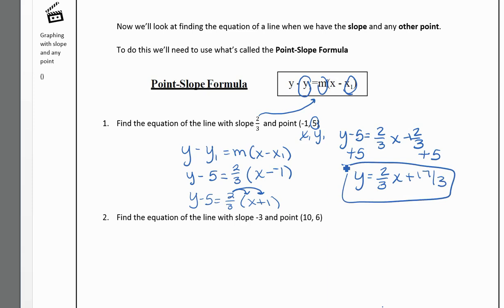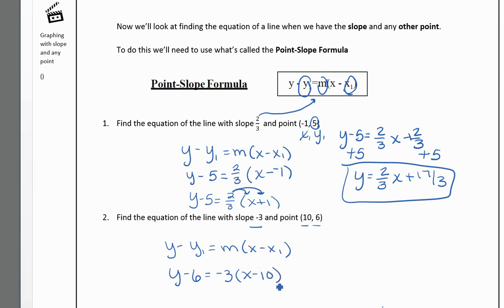So really it comes down to plugging into the point-slope formula and then solving for y. Here we want to find the equation of a line with the slope equal to -3 and point (10, 6). I always like to write the equation down first. So we're going to have y minus 6 equals -3 times x minus 10.